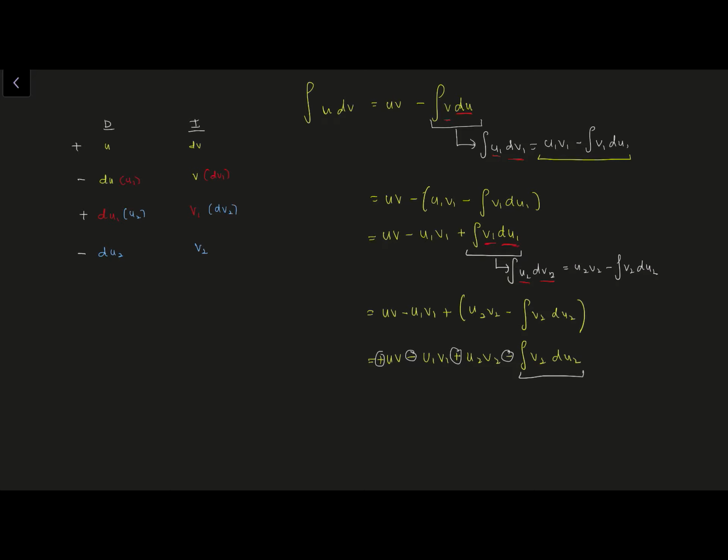For the first row, it is positive u times v, which is in yellow. For the second row, it is negative u1 times v1 in red. And for the third row, it is positive u2 times v2 in blue. For the last row, it is a product of horizontals. Therefore, whenever we multiply horizontally, there will be an integral sign attached to it. And for this case, it comes with a negative sign. Now we are going to use this table and try to solve integration by parts questions.